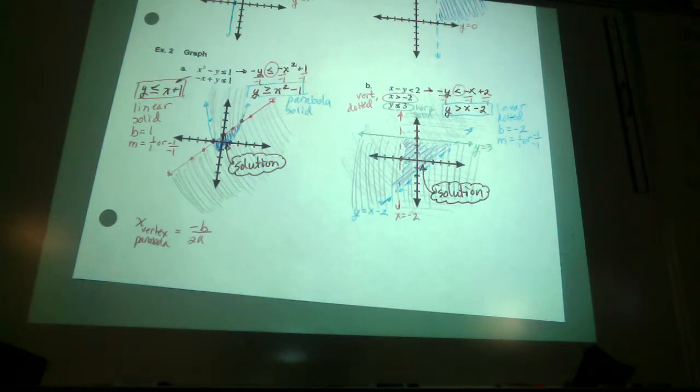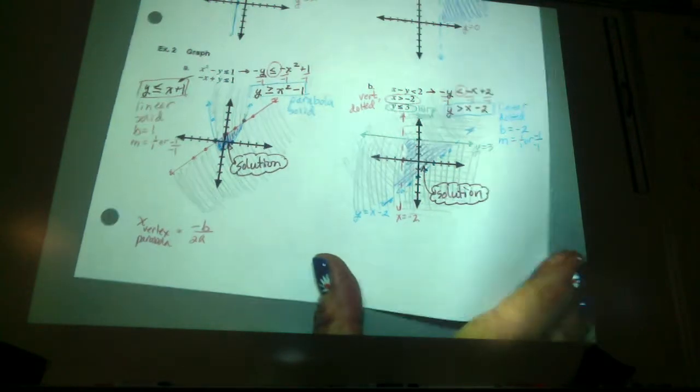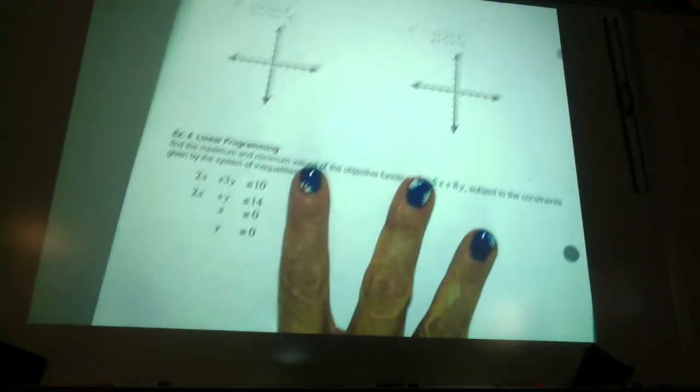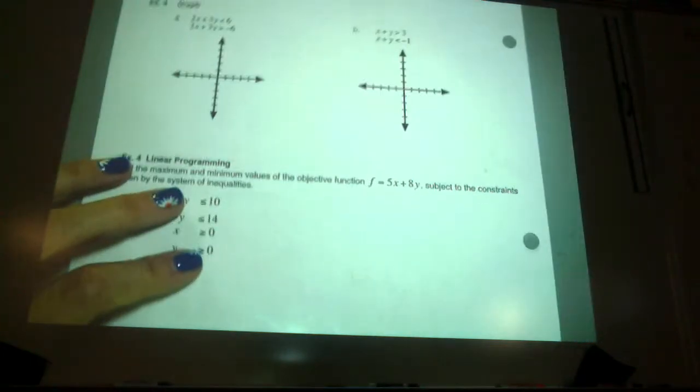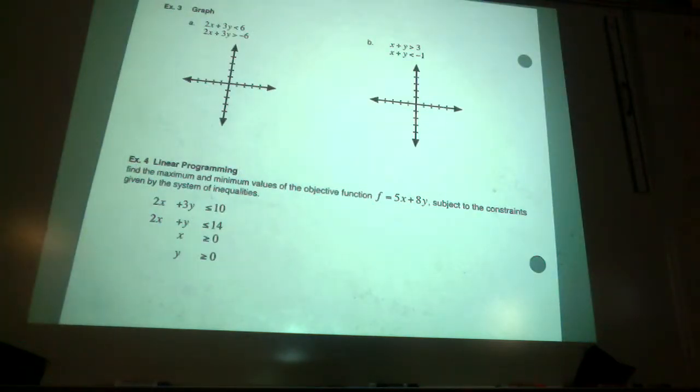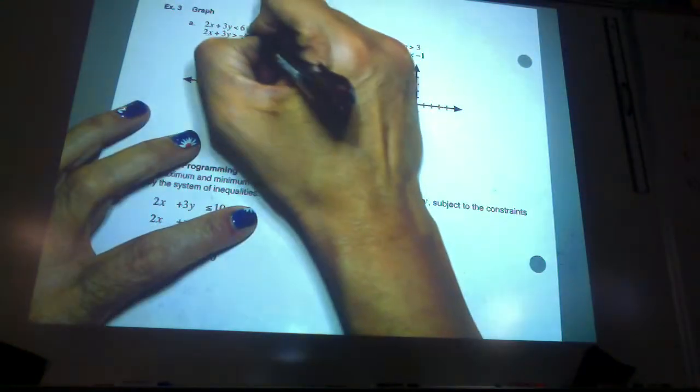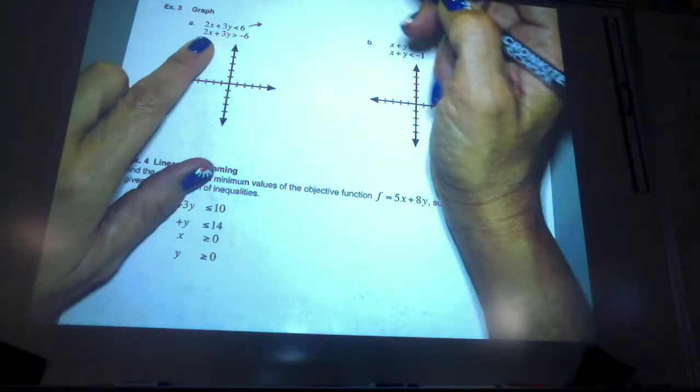All right, so that's just kind of a review of graphing inequalities. You've had these before, so I expect you to be able to do them by hand. So let's flip. What we haven't talked about is what happens if there's no solution or infinitely many solutions, that kind of thing. So you're going to solve this first equation for y.